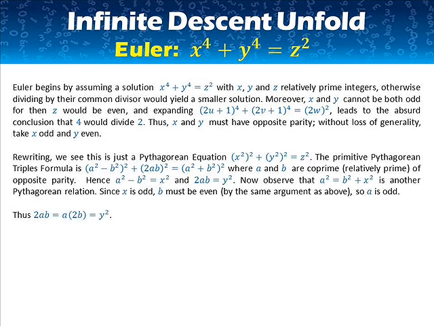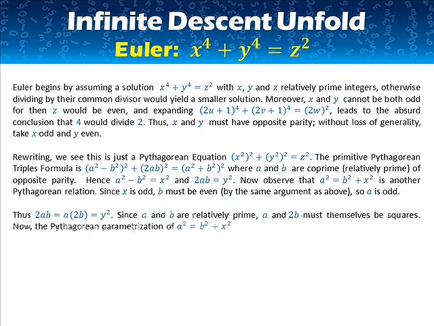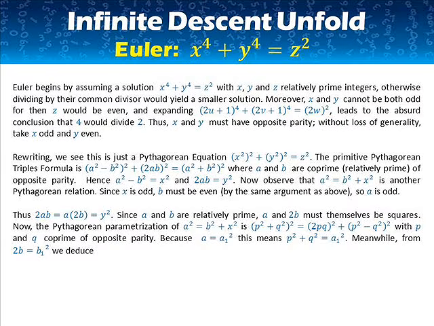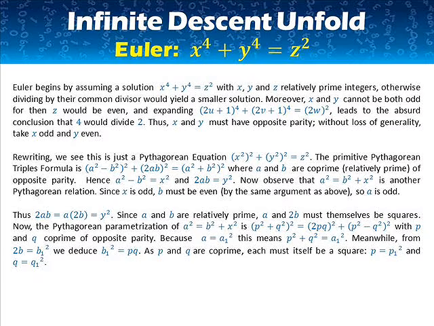Thus, a times 2b equals a square. Since a and b are relatively prime, a and 2b must themselves be squares. Now, the Pythagorean parametrization of a squared equals b squared plus x squared is this one, with p and q co-prime of opposite parity. Because a equals a sub 1 squared, this means p squared plus q squared equals a sub 1 squared. Meanwhile, from 2b equals b sub 1 squared, we deduce b sub 1 squared equals p times q. As p and q are co-prime, each must itself be a square.